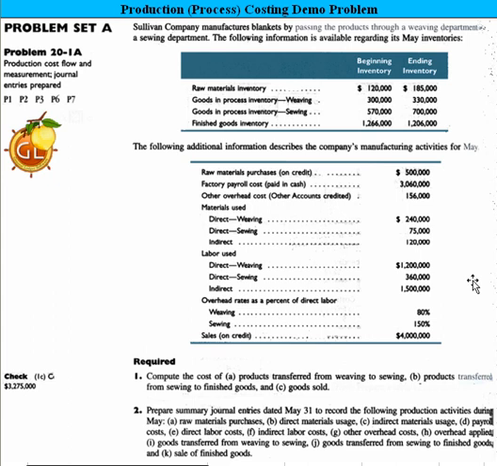Let's work through this production or process costing demonstration problem, and I'm going to solve this one in 2 screens, so if it jumps, I'm merely going from one tab of Excel to another. Okay, the problem appears before you. We're talking about the Sullivan Company, and they manufacture blankets and they pass products through a weaving department and a sewing department, and we have some data available that we're going to use to solve the problem.